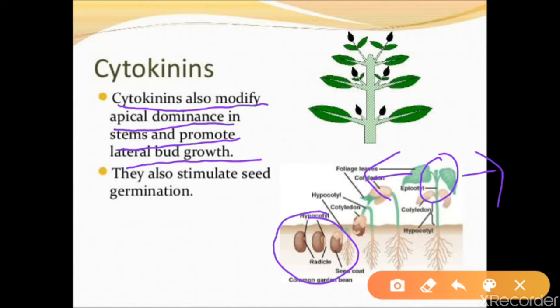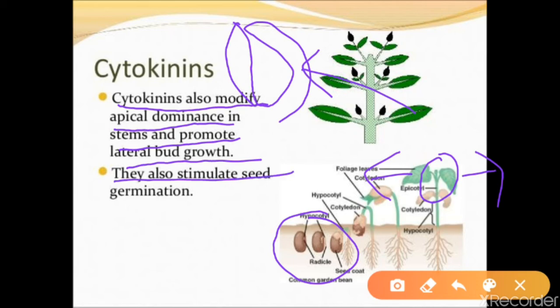They also help in the opening of the stomata. The stomata are present in the leaves. So the opening of the stomata is due to the cytokinins. We will talk about the acid in the last part. So here about the cytokinins, one more thing: they also stimulate seed germination. The seed germination is also due to the cytokinins.